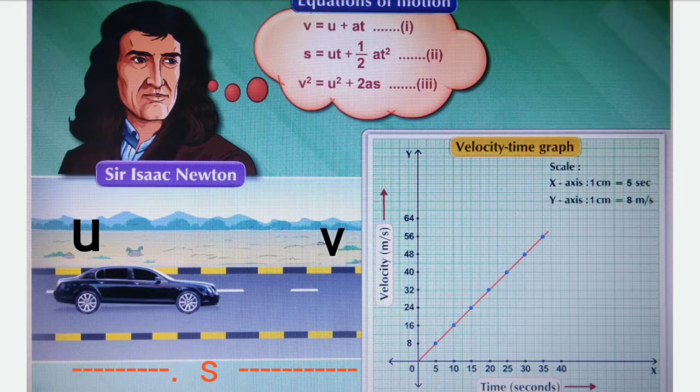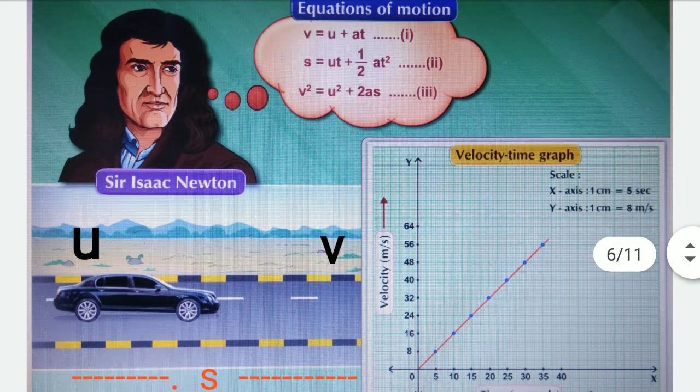The three equations of motion can be written as: first equation, v = u + at. This is the relation between velocity and time. Second equation, s = ut + 1/2 at². This is the relation between displacement and time. And the third equation of motion is v² = u² + 2as. This is the relation between displacement and velocity.